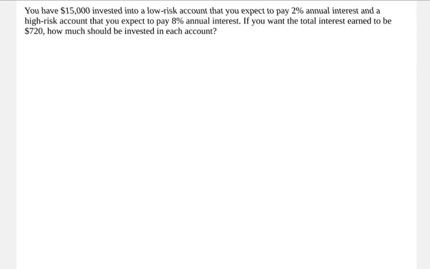Here we have $15,000 invested in a low-risk account that you expect to pay 2% annual interest, and a high-risk account that you expect to pay 8% annual interest. If you want the total interest earned to be $720, how much should be invested in each account? So we have low risk and high risk.